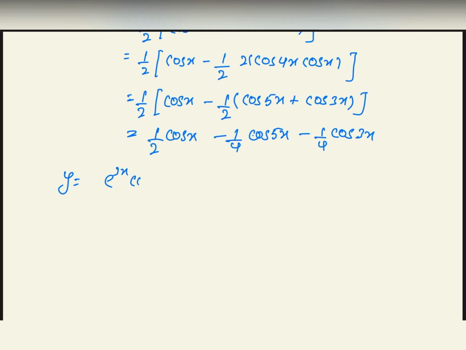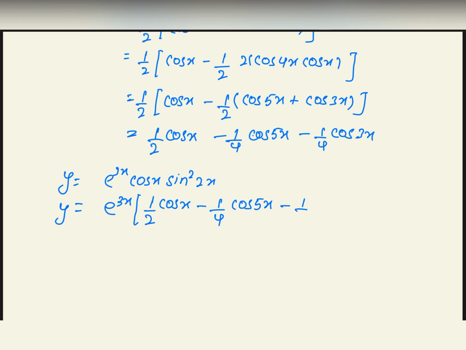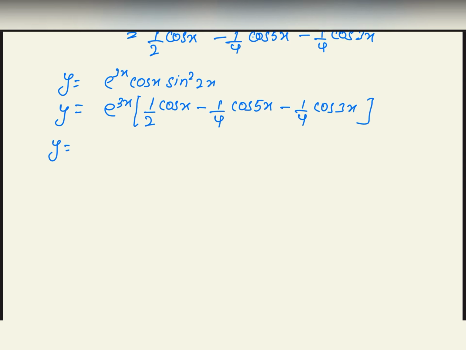Then our y has become e to the power 3x cos x sin square 2x. Hence y reduced to e to the power 3x times 1/2 cos x minus 1/4 cos 5x minus 1/4 cos 3x. y is equal to 1/2 e to the power 3x cos x minus 1/4 e to the power 3x cos 5x minus 1/4 e to the power 3x cos 3x.